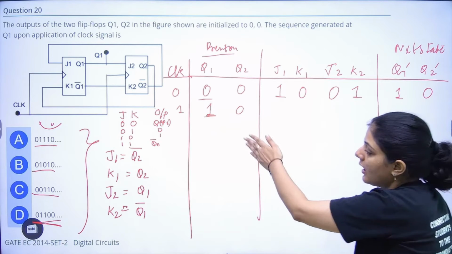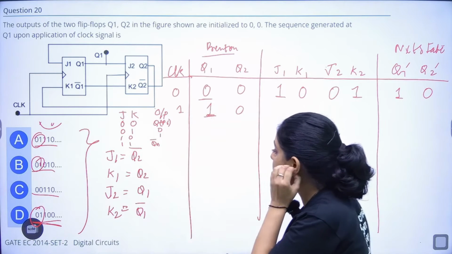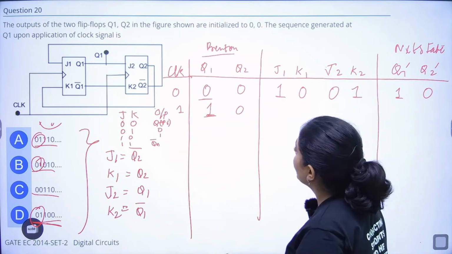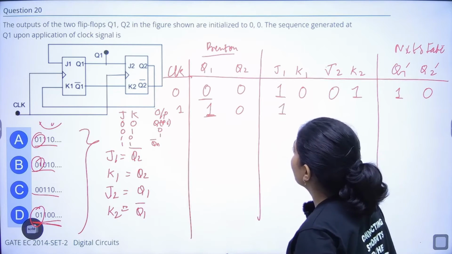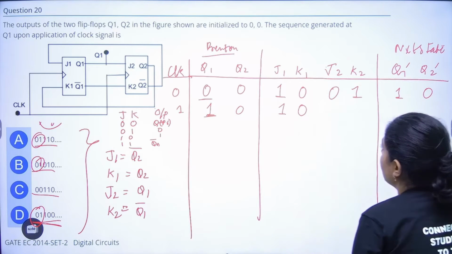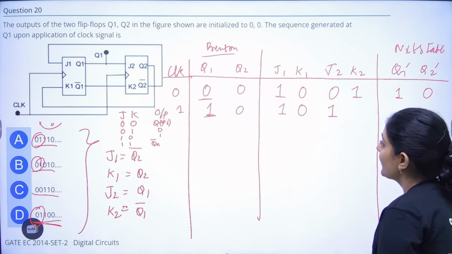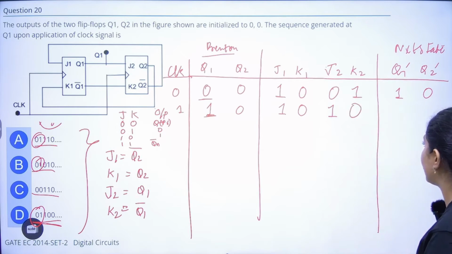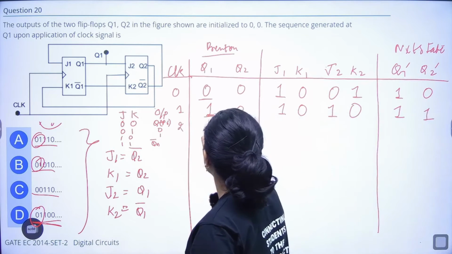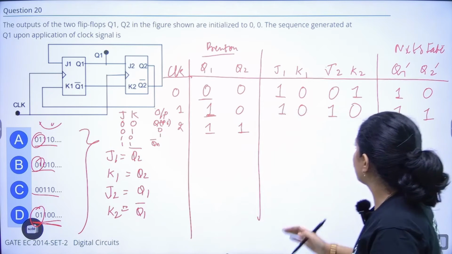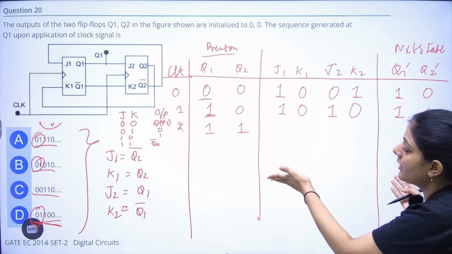Okay, let's find out more, because these two initial values are there for many options. Now when Q1 is equal to 1, J1 is equal to Q2 bar, which is equal to 1, K1 is equal to Q2, which is equal to 0, J2 is equal to Q1, which is equal to 1, and K2 is equal to Q1 bar, that will be equal to 0. So J1 K1 J2 K2 is 1, 0, 1, 0, which gives 1 and 1. So for the second clock, the next state of the previous clock will become the previous state of the next clock.